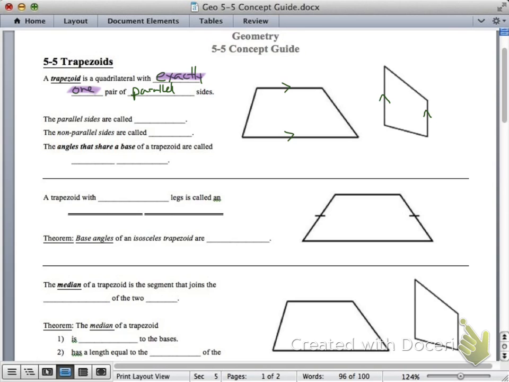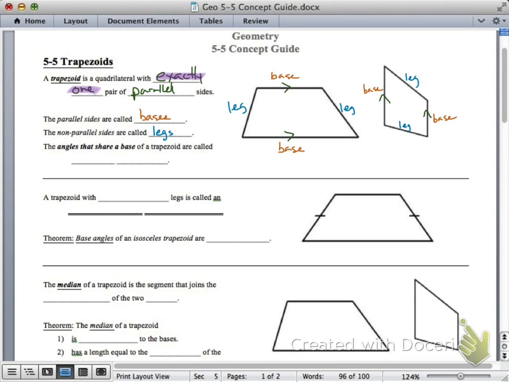The parallel sides of a trapezoid we call bases. Now, what may feel a little bit weird about that is bases may or may not be on the bottom of the trapezoid, but the two parallel sides of the trapezoid are called bases. The non-parallel sides are called legs.